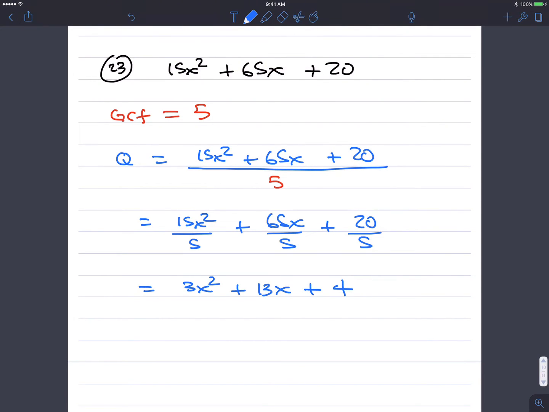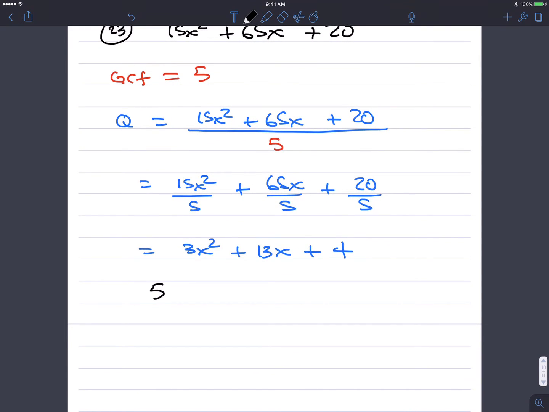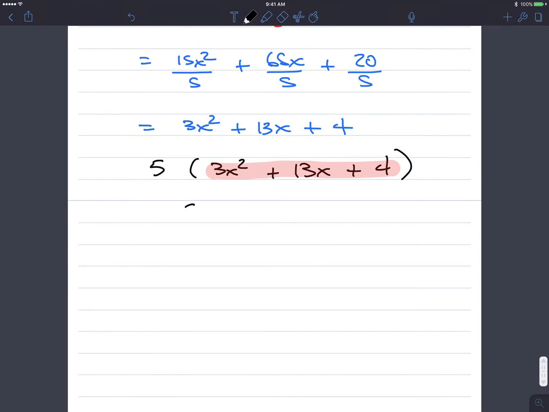Okay. All right. So GCF 5. We get 5 times 3x squared plus 13x plus your 4. Okay. So you're going to factor again. Factor the quotient. Factor your quotient. That quotient's going to be what recipe? Beef stew or chicken soup?